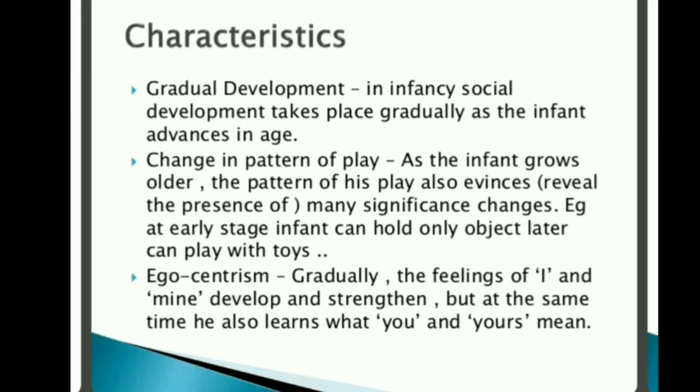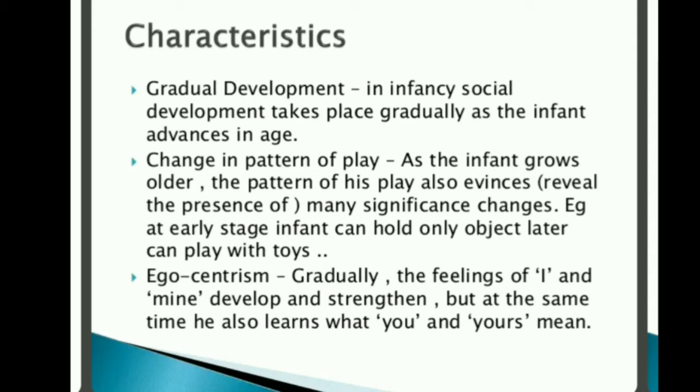Now let us see how social development takes place, or what are the characteristics of social development. Look, one thing is social development is a gradual development. It occurs at a definite pace and gradually, one step after another. In infancy, social development takes place gradually as the infant advances in age. So it starts from the very infancy.